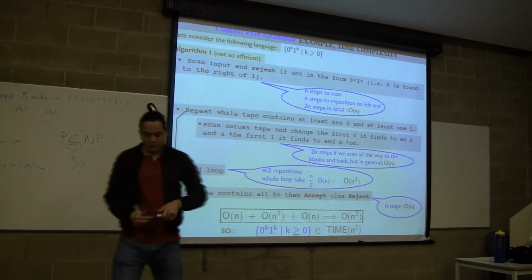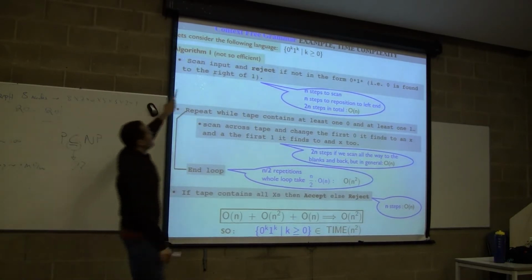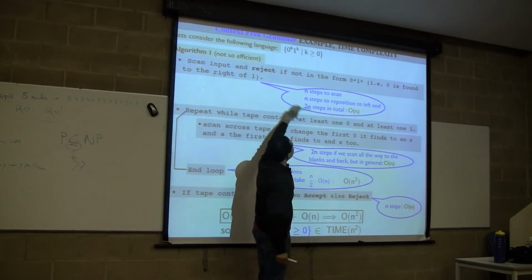Now, it's a very naive algorithm, and let's try to understand the time complexity involved in checking if this particular string belongs to this language. So, the first part of the algorithm, which is just scanning through, forces me to scan the whole tape.